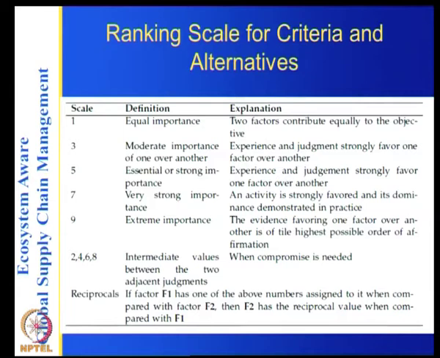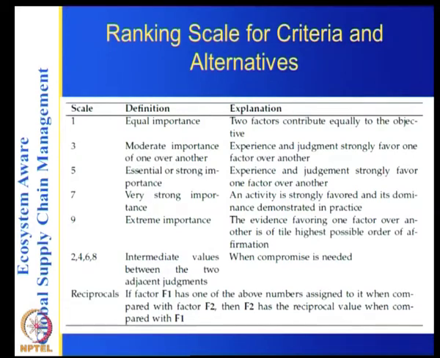Very strong importance, where an activity is strongly favored and its dominance is demonstrated in practice, gets a 7. And 9 is extreme importance, where the evidence of favoring one factor over another is of the highest possible order of affirmation. So basically 2, 4, 6 and 8 are intermediate values when a compromise is needed. It could be between 2 and 3, or between 1 and 3 if you want.